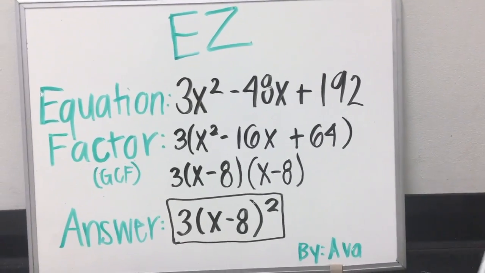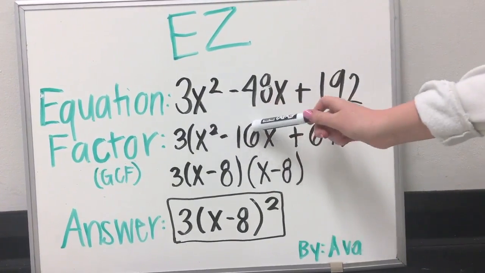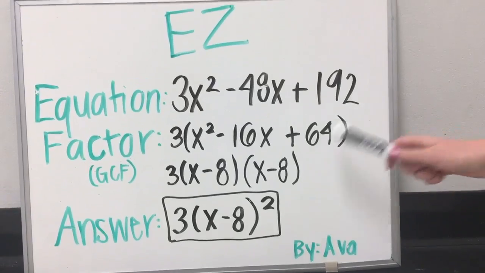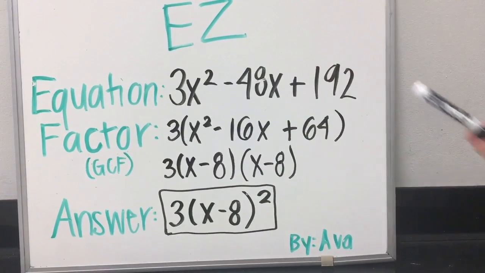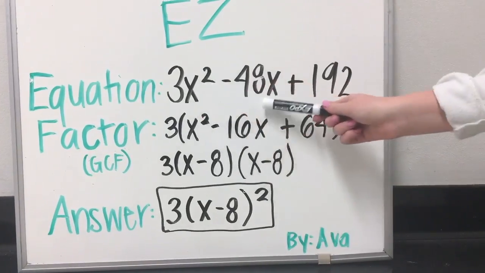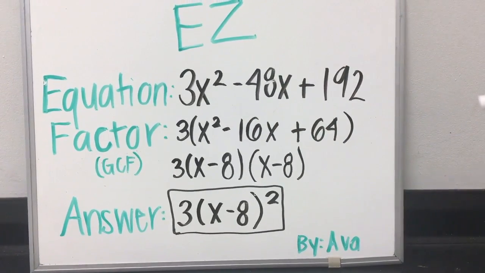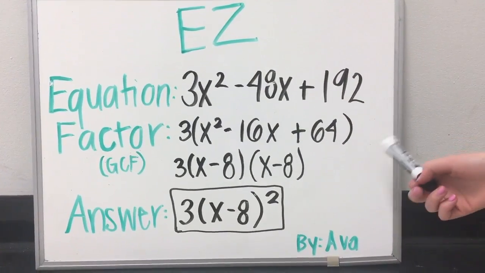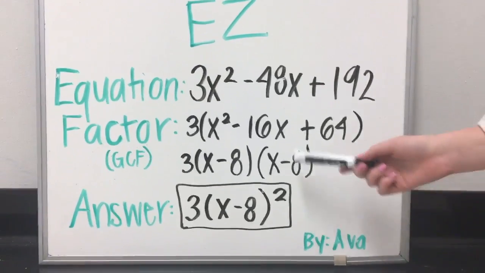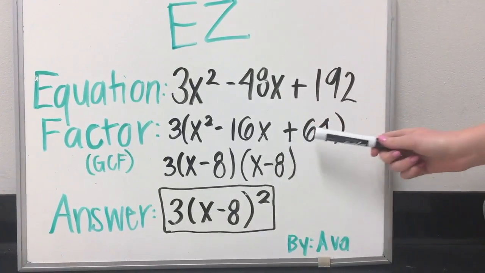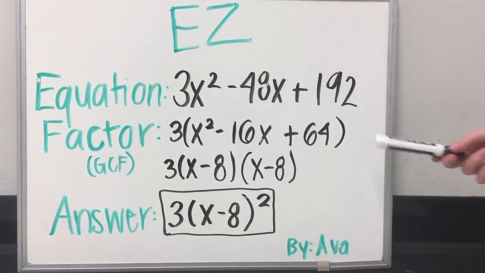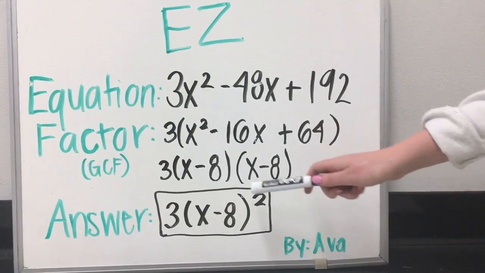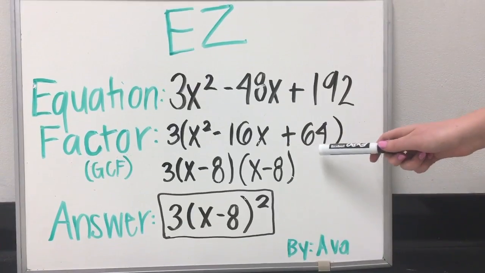This is an easy problem. So here's my equation, 3x squared minus 48x plus 192. The first step in solving this equation is to find the greatest common factor, or the GCF. The GCF in this case is 3 because each number in the equation is divisible by 3. So once you have separated 3 from the rest of the equation and divided each number by 3, you can go to the next step, which is to find two integers of which the sum equals b and the product equals c. And so for that, in this case, it is negative 8 because negative 8 plus negative 8 equals negative 16, and negative 8 times negative 8 equals 64.